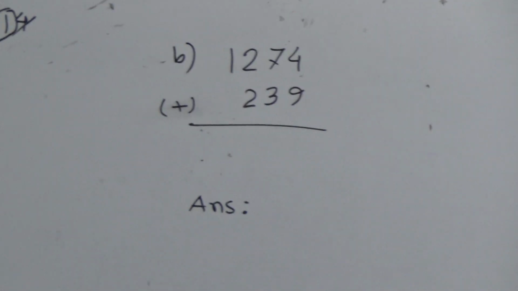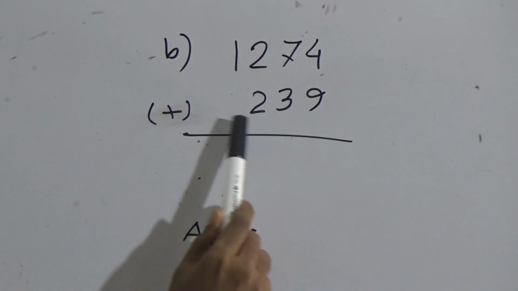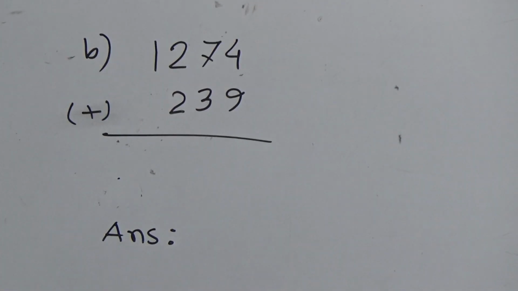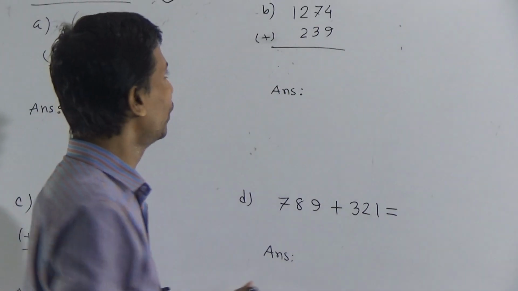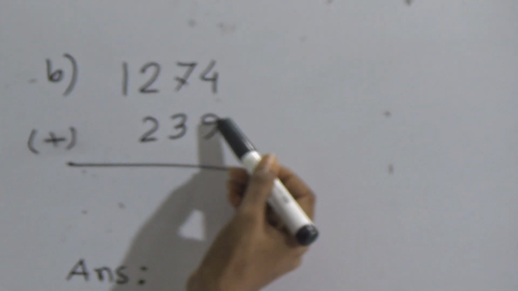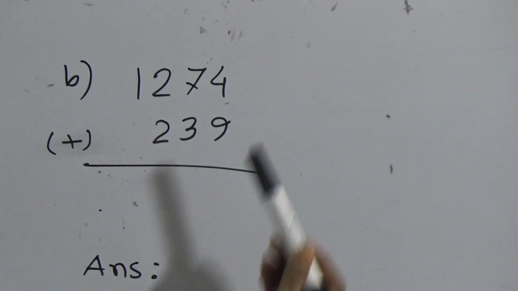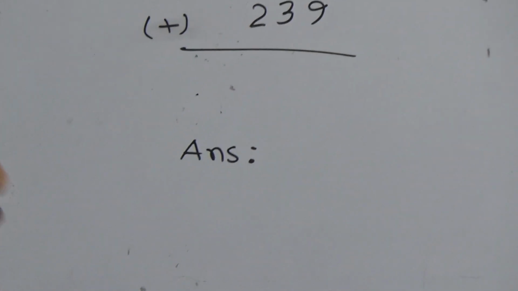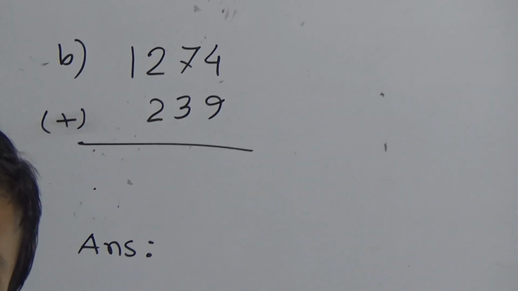You see the first number is 4 digits, and the second number has 3 digits, but addition rules are the same. Again you count on your fingers this way. This is 9 plus 4. Remember, adding 4 to 9 or 9 to 4 is the same. You use it as you wish.